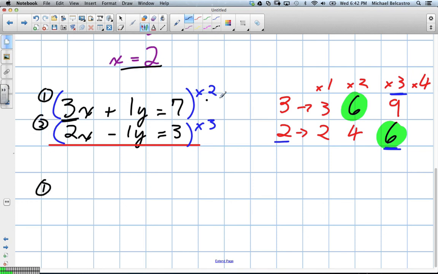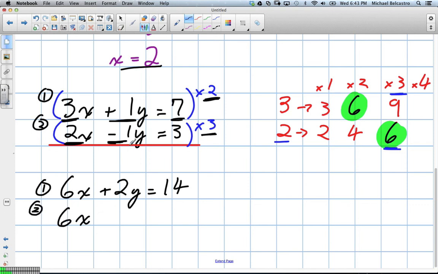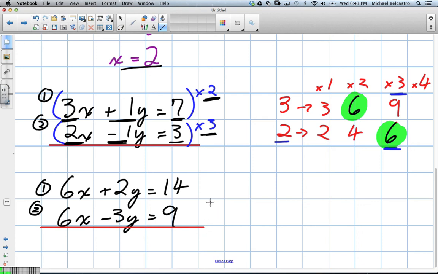What's 3 times 2? 6. So that's 6x. What's positive 1 times 2? Positive 2y. And what's 7 times 2? 14. There you go. So we've rewritten the first equation. What's 2 times 3? 6, so 6x. What's negative 1 times 3? Negative 3y. And what's 3 times 3? 9. There we go. Now are our coefficients the same? Yes, they are. Great.